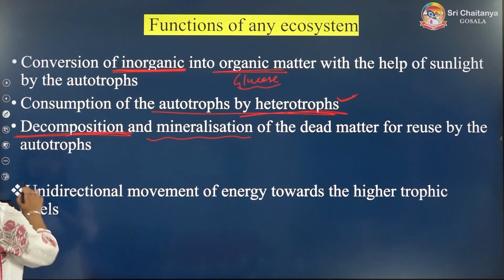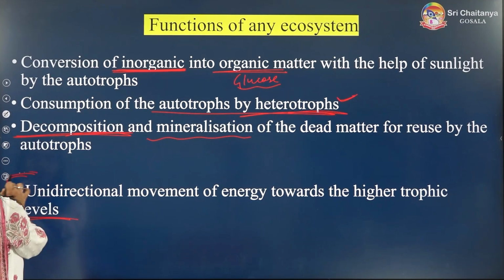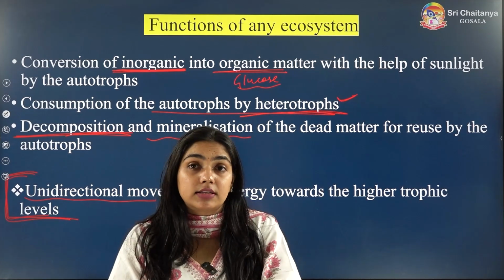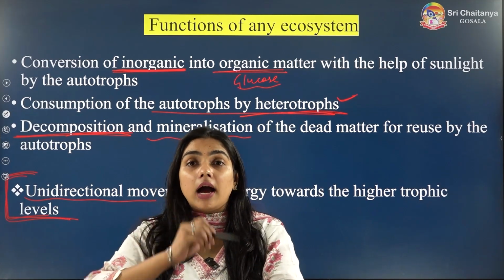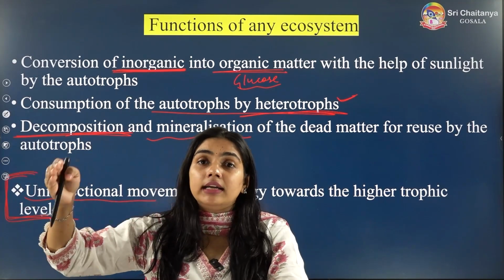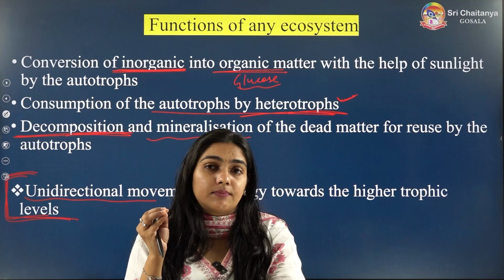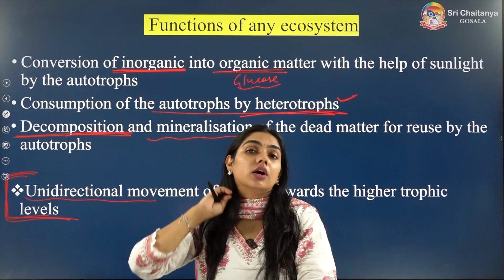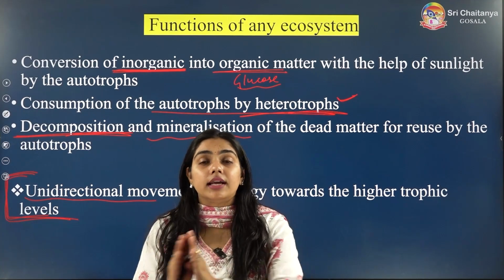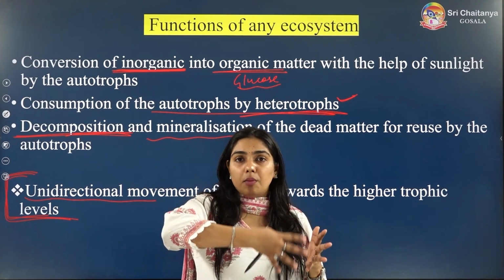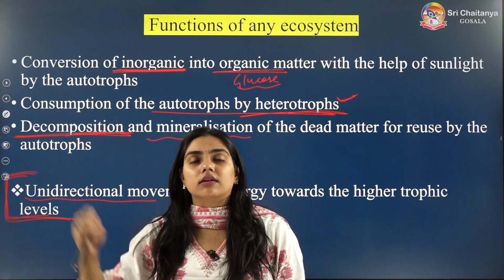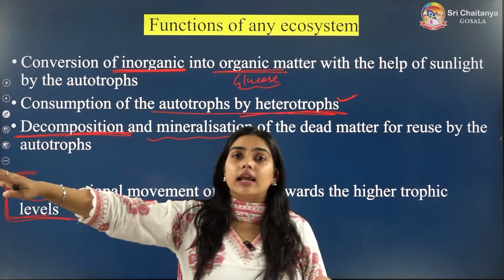And the third thing is, I have written a very, very important point, that is unidirectional movement of energy towards the higher trophic levels. Very important question: how does energy flow? How does energy move? So energy goes in one direction only, always. Okay, this can be an important question from the NEET point of view. So remember, there is always unidirectional flow of energy from producers to consumers, from consumers to secondary consumers, tertiary consumers, like that. So all these are heterotrophs.